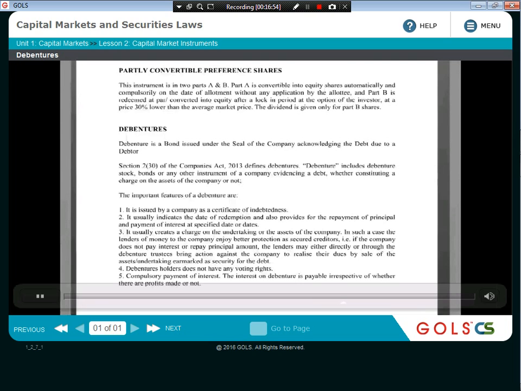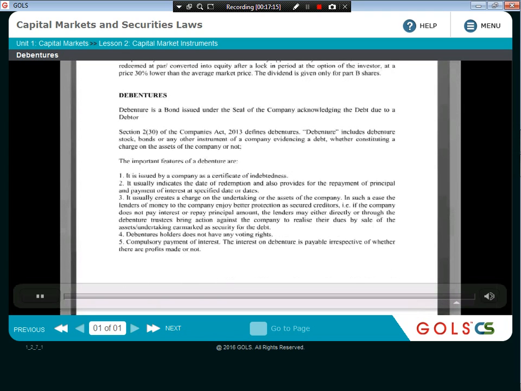Okay. So now what are the features? It is issued by a company as a certificate, indicates the date of redemption. So this is important. This can be asked as a 4-mark question. What is a debenture? What are the definition and characteristics of debentures? In this, I'll suggest you write all these 5 points at least, because it's not too much to remember. Because these 5 points are pretty important. I would suggest you at least write these 5 points. Don't skip any of these.